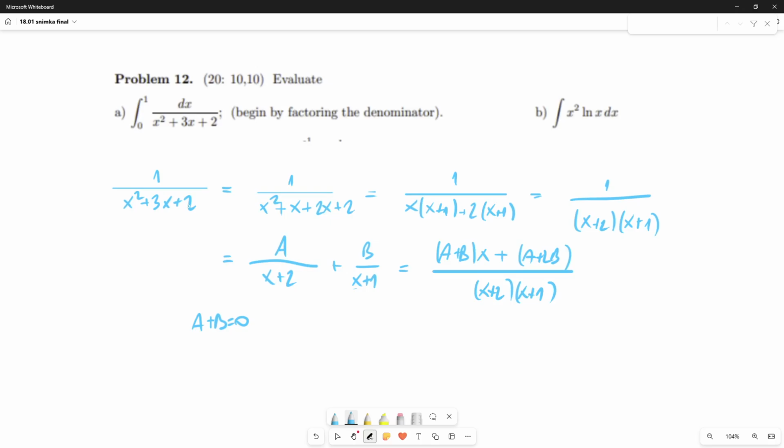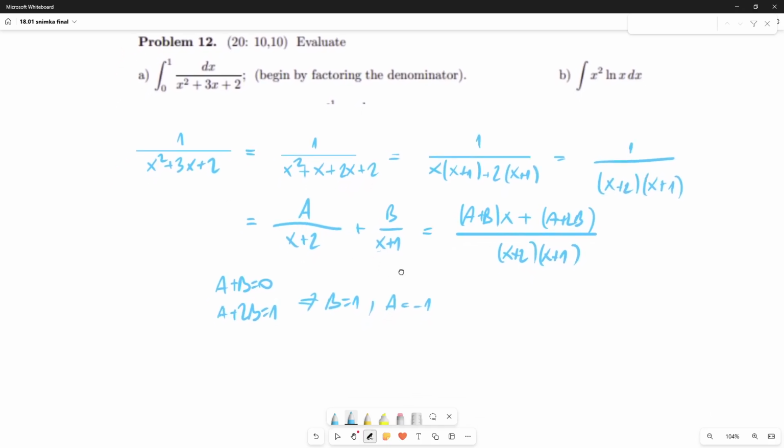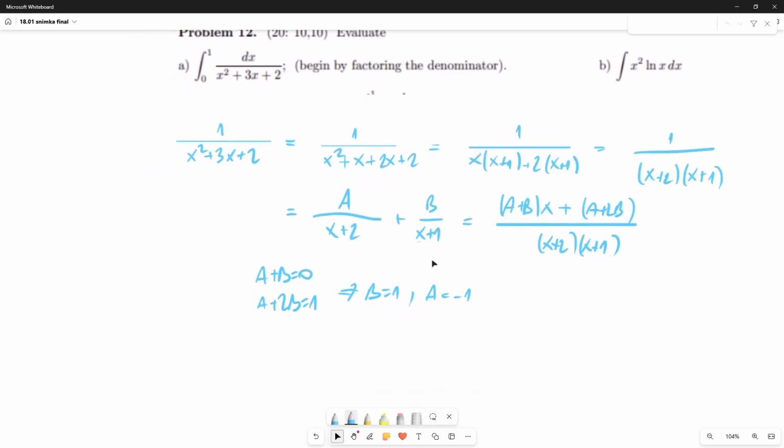Also, since the coefficient next to 1 is equal to 1, it follows that A plus 2B is equal to 1. We can easily solve this by subtracting the first equation from the second equation, and we obtain that B is equal to 1, and therefore A must be equal to minus 1. Now that we know A and B, we can use this partial fraction decomposition to solve the integral.